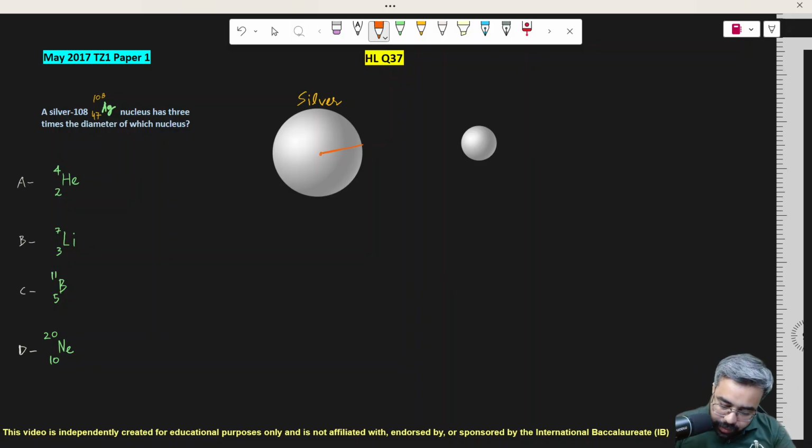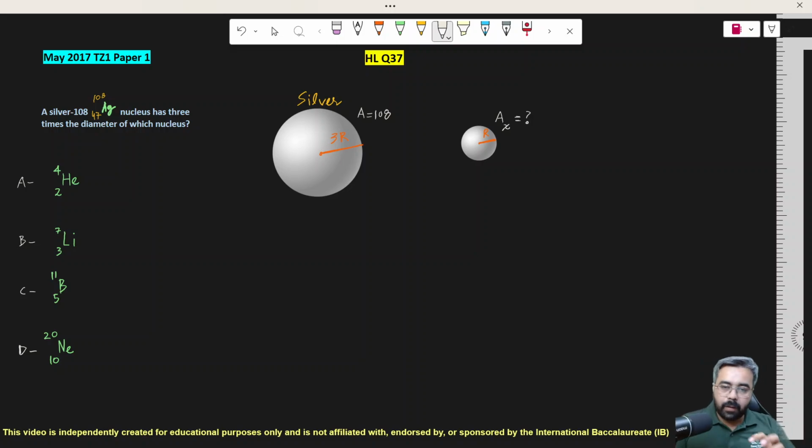So I would say that this is the unknown element, and if its radius is r, then the silver radius would be 3r according to the question. The nucleon number of silver is 108. What is the nucleon number of this unknown element? We have to find out. Either it's helium, lithium, boron, or neon.